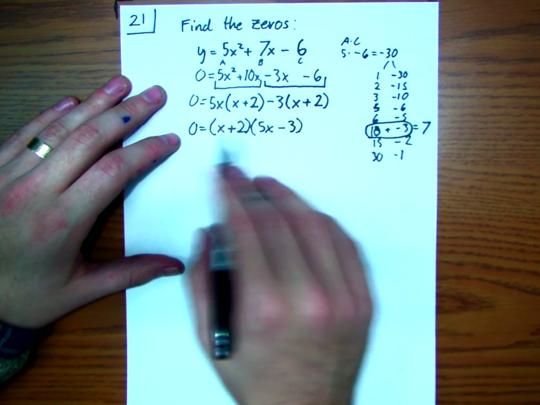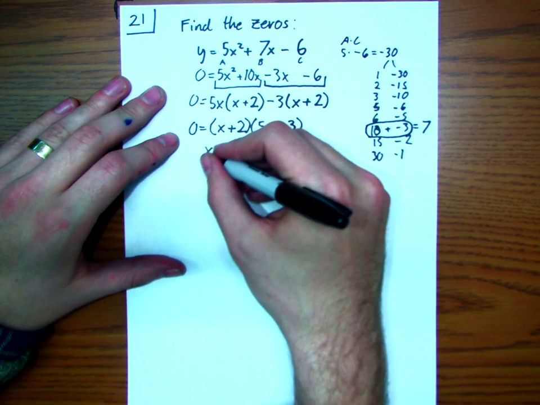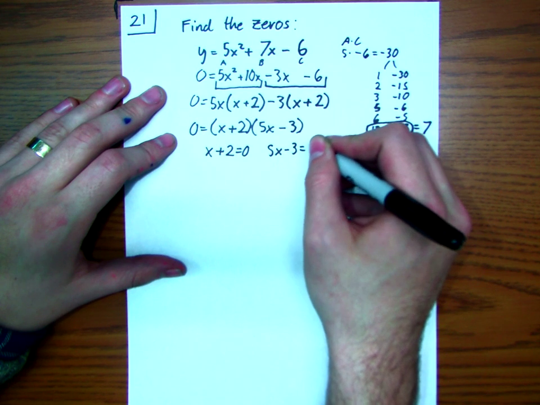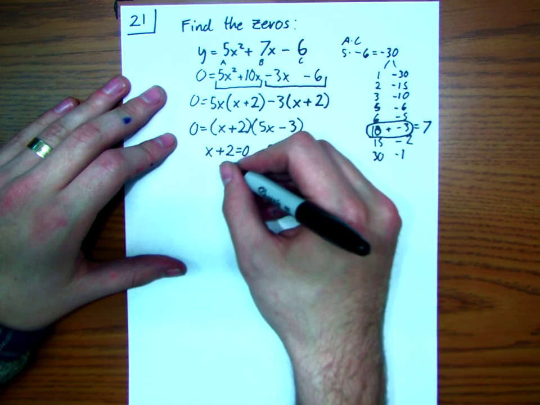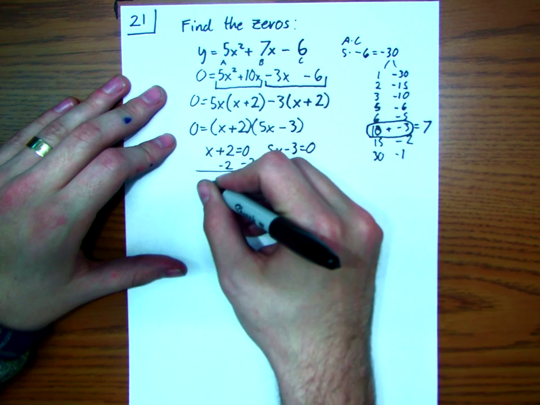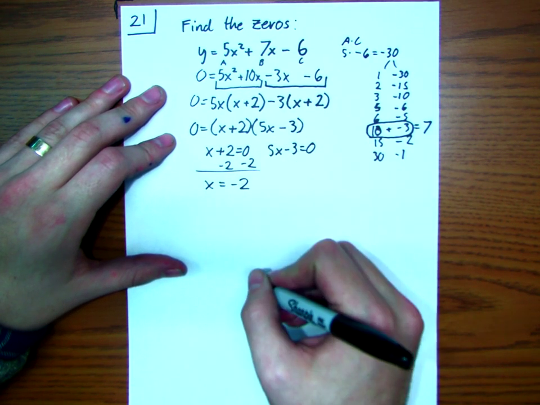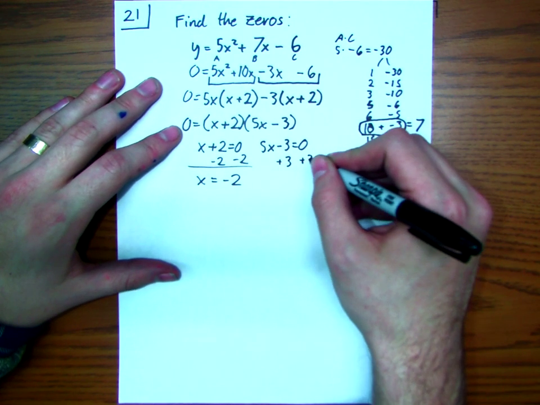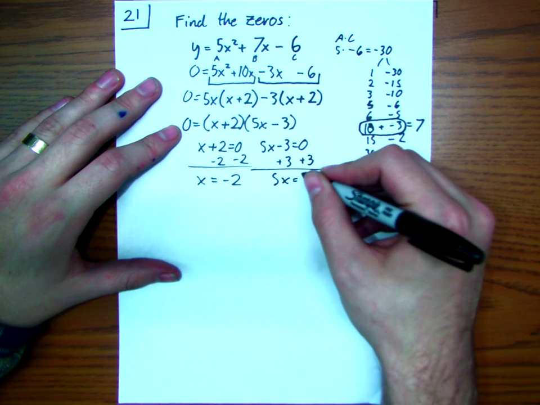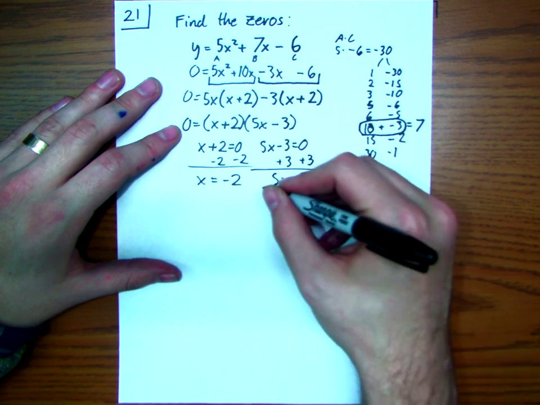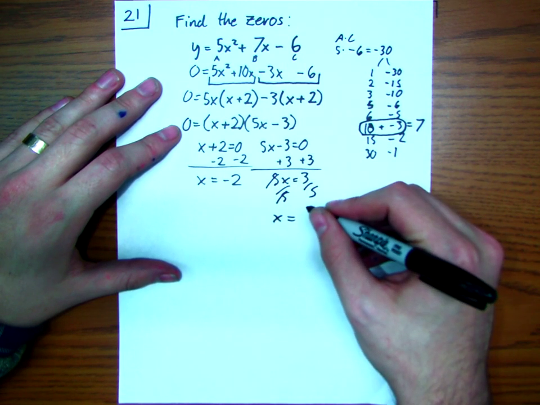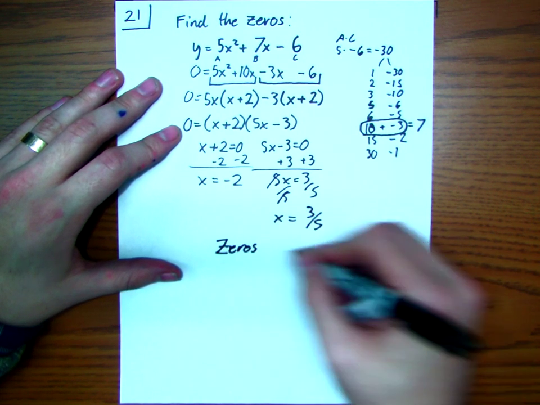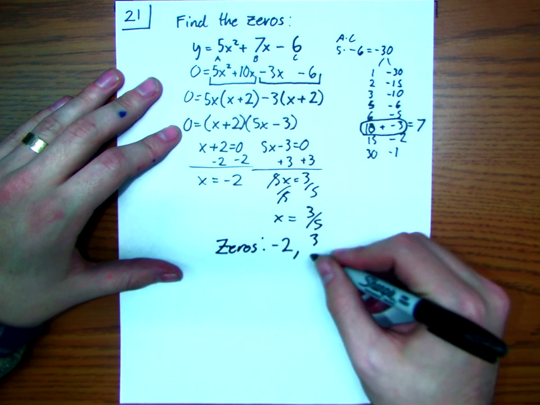So now what can I do? I've got 2 factors multiplied together that equal 0. So I've got 2 options. Either my first factor can equal 0, or my second factor can equal 0. If my first factor equals 0, then x would have to equal negative 2. And if my second factor were to equal 0, then my x would have to equal, let's add 3 to both sides, get 5x is equal to 3, and then divide both sides by 5 so that 5's cancel, leaving the x all alone to equal 3/5. So what are my zeros? My zeros are -2 and 3/5.